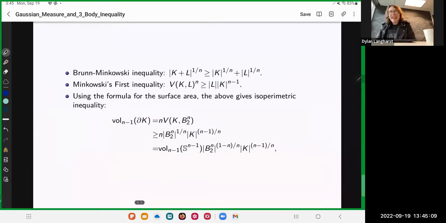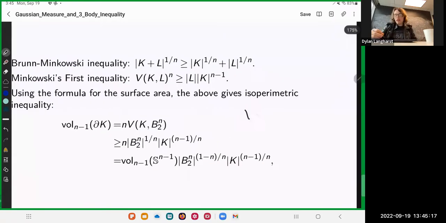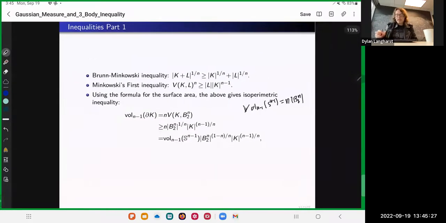But now this constant n, I know I can replace with the volume of the unit sphere, because we know that the volume of the unit sphere is just n times the volume of B2n. Usually at this step, you write it like this. You divide through by the volume of K, and you raise everything to the n, let's say. Let's do it like that.